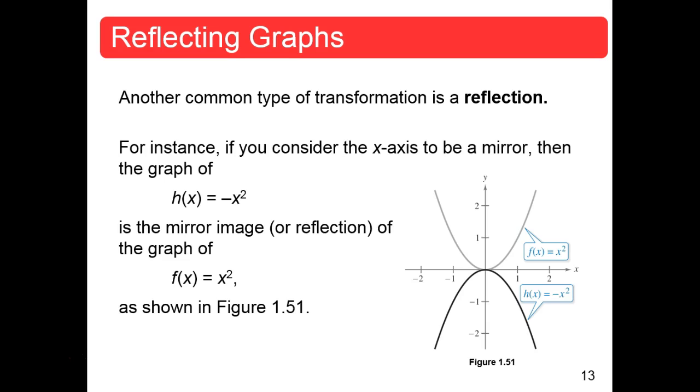Another common type of transformation is a reflection. Okay? Now, these reflections also keep the same shape, but they change the direction. The shifts change the location but keep the same shape, but the reflection keeps the same shape and changes its direction. So here is a reflection. If you consider the x-axis to be a mirror, then h of x, which is minus x squared, is going to take f of x, which is x squared, and reflect it across the x-axis.